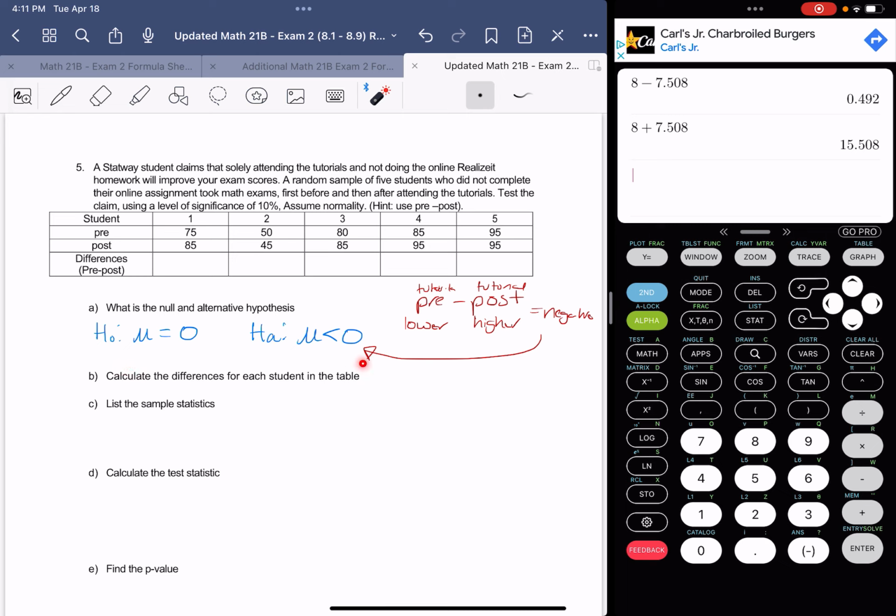And then to determine the alternative, personally, I think it's extremely helpful to write it out. Write out the order, pre minus post, and then think through what that means. Pre-tutorial, they get lower exam scores. Post-tutorial, it would be higher exam scores. So specifically in this order, a lower number minus a higher number would result in a negative. Since it's negative, mu is less than 0. And if this had been swapped, if it had been post minus pre, then we would have ended up with a positive result, meaning greater. So excellent questions here, guys. Any other questions here?